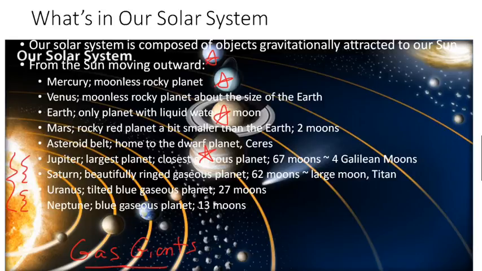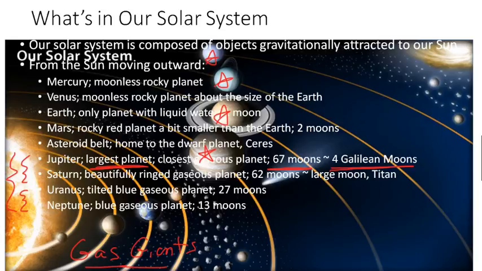Let's see what else we got. Jupiter is the largest of the 8 planets, and at last count had 67 moons. We'll talk about 4 of those moons around Jupiter, called the Galilean moons, because guess what? Galileo was the person who turned his telescope and could see those moons.